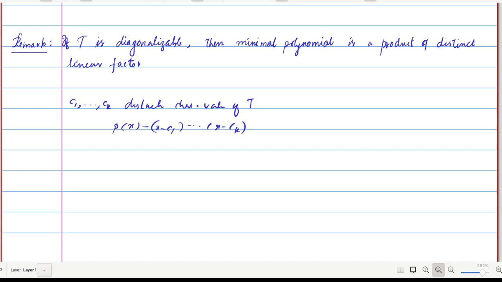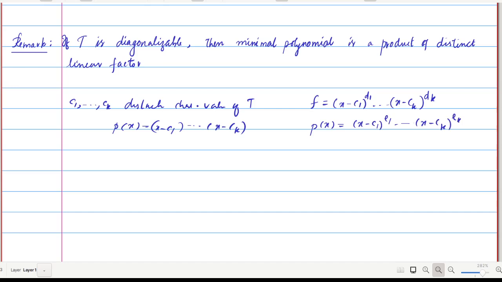To prove this we need to prove that this is the least degree polynomial which annihilates T. Since these are the distinct characteristic values, the characteristic polynomial takes the form (x minus c1) raised to d1 etc. (x minus ck) raised to dk. So this is the characteristic polynomial because these are the distinct characteristic values. If this is the characteristic polynomial, we can expect the minimal polynomial p of x to be (x minus c1) raised to e1 etc. (x minus ck) raised to ek.